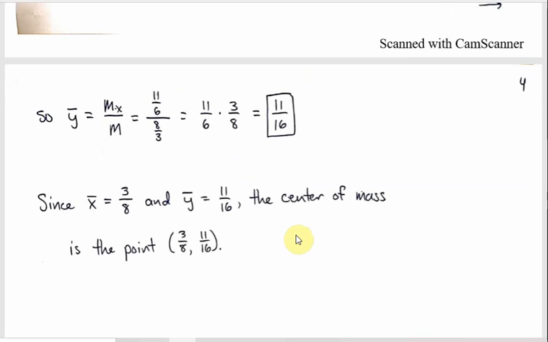So, all right, well then we know x bar is 3/8, y bar is 11/16. Those are the coordinates of the center of mass. So the center of mass is just going to be the point (3/8, 11/16). So not too bad with the integration, right? It's about the same as what we've had before. But this is a direct application of double integrals, to get the center of mass of some plate or some object, which is the next thing.